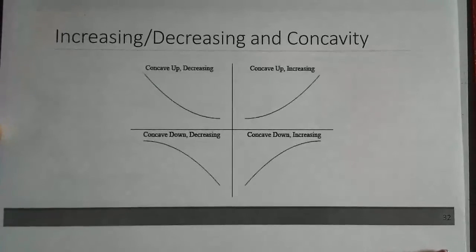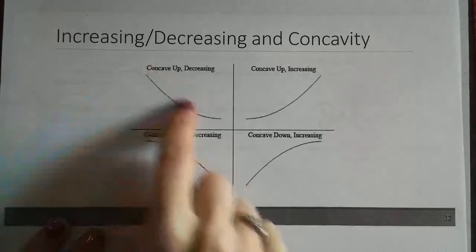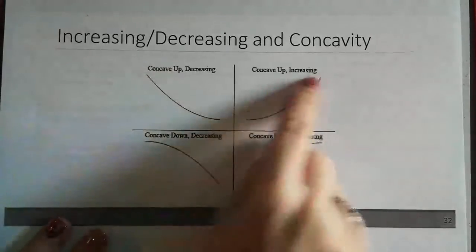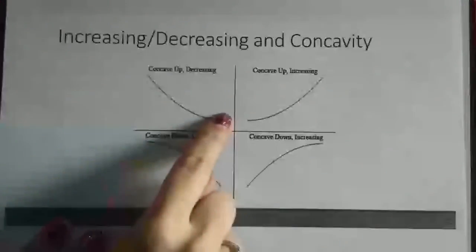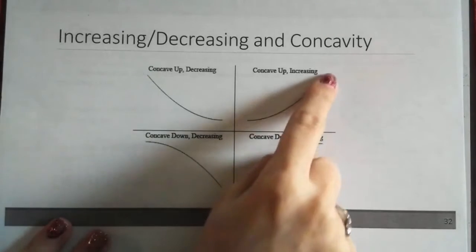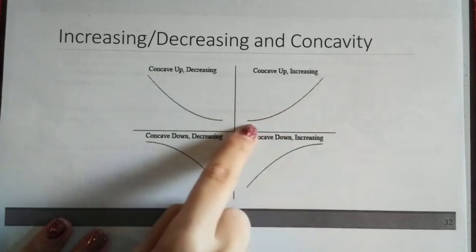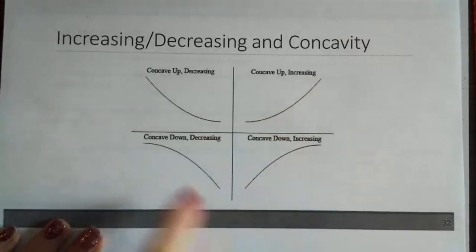Something to be careful of, there's 4 ways we can intermix increasing and decreasing with concave up and concave down. So we said concave up looks like an upward shaped cup. We have concave up decreasing. We're still on that upward opening cup. We just happen to be decreasing. Concave up increasing, we're on the other side of that upward opening cup. So we are increasing while being concave up.